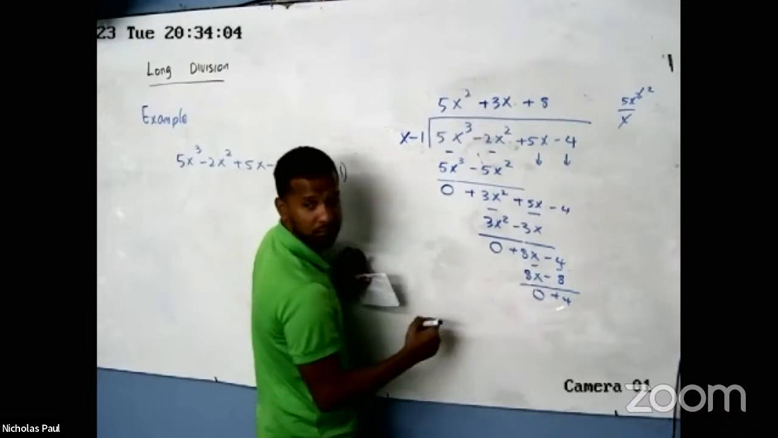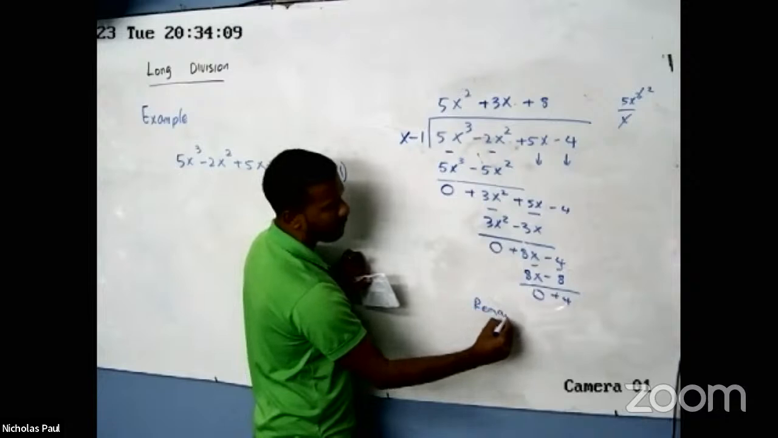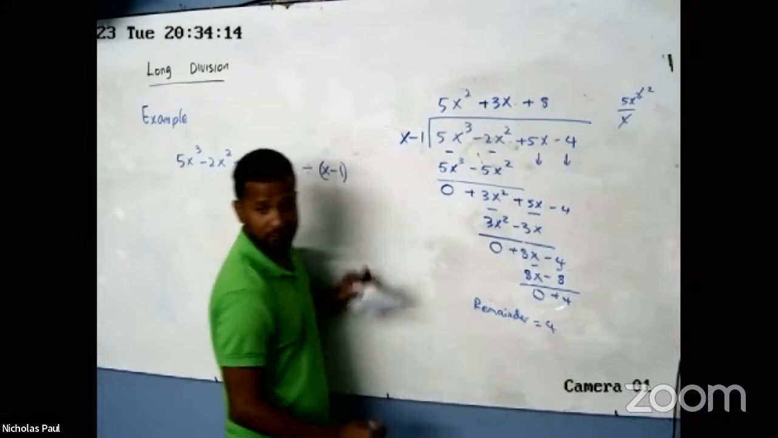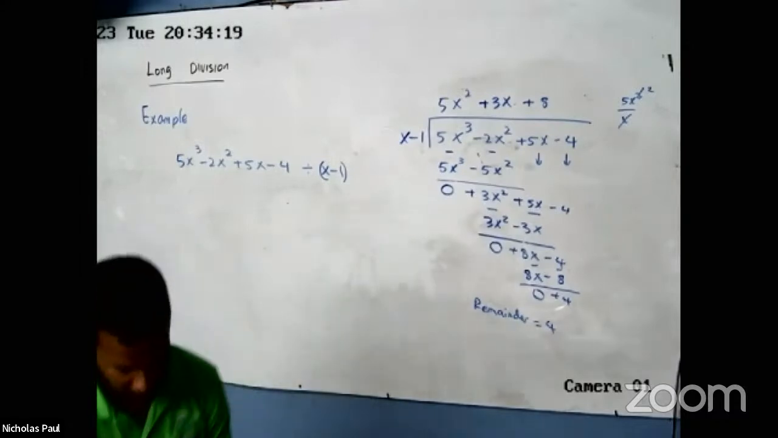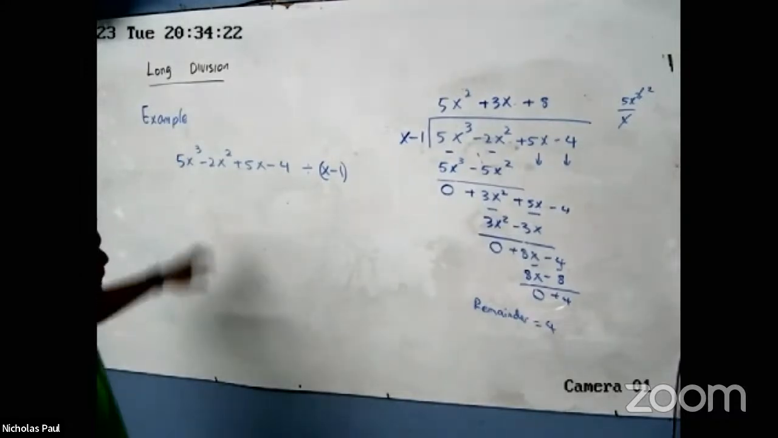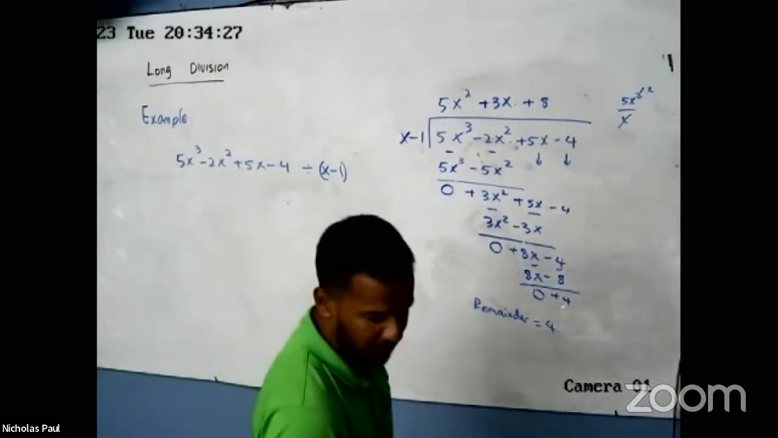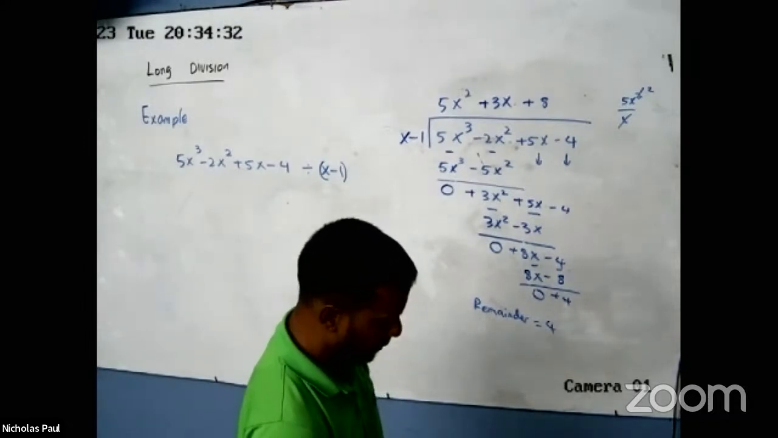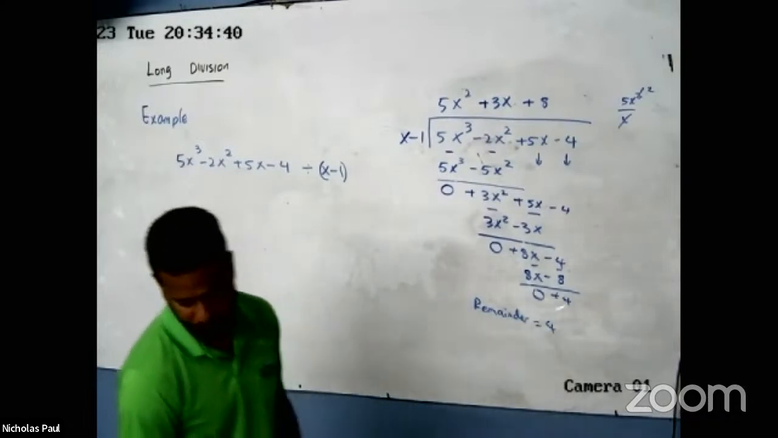Could x go into 4? No. So you're done. So your remainder is... that's long division. Okay? And there's a shorter way to get that answer using the theorem, but I'll show you that just now. Okay, copy it down. Abani, how does it look? Does it look okay? Yeah? Okay. Go ahead, copy it down.